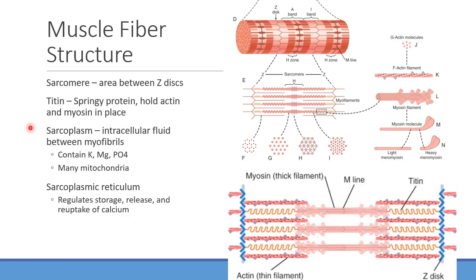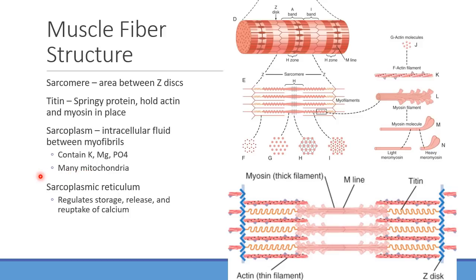And then we're going to have the sarcoplasm. Basically, it's all the fluid that is going to be within the sarcomere itself. It's going to contain a lot of different electrolytes, so we're going to look at things like potassium, magnesium, phosphate, and a lot of mitochondria here. Why do we need those mitochondria there? You need ATP. Just like anywhere else you need energy to make something happen, the same thing is going to apply here. So we need lots of mitochondria.